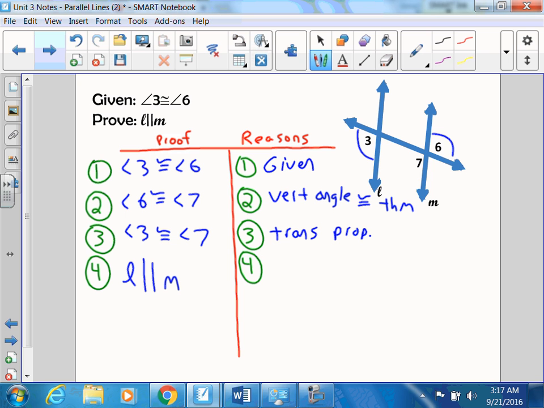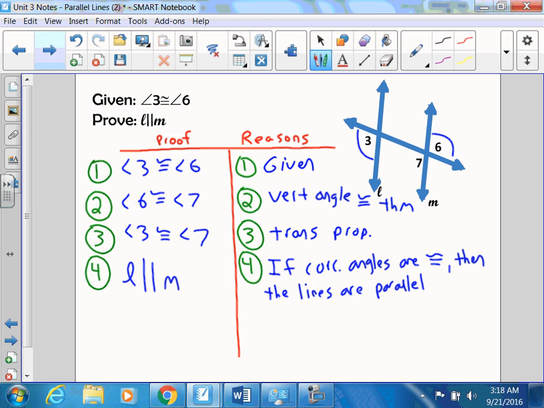And our if-then statement would be, since it's the angles that we know, we're going to list that first. If corresponding angles are congruent, then the lines are parallel. So that's what we know. Now we've done our proof.